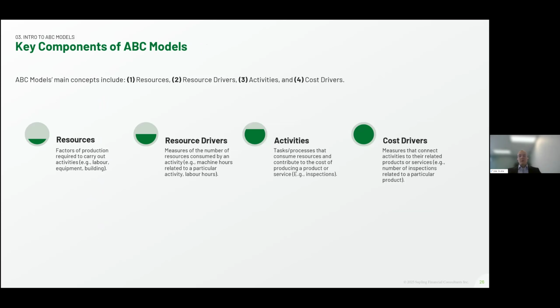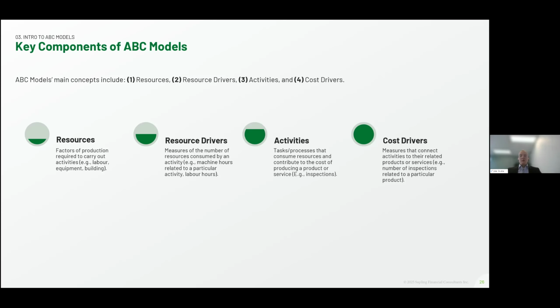Before we dive deeper into an ABC example, though, we think it's important to just clarify how the methodology works. So ABC models, again, consist of 4 concepts. This is resources, which are the factors of production required to carry out activities, for example, labor or machinery. Next are resource drivers. These are resource measures that enable the allocation from the resource cost pool to a particular activity. So for example, if your resource is labor, then labor hours would be the resource driver to allocate costs in the form of payroll to particular activities.